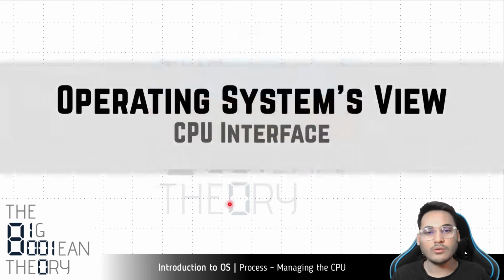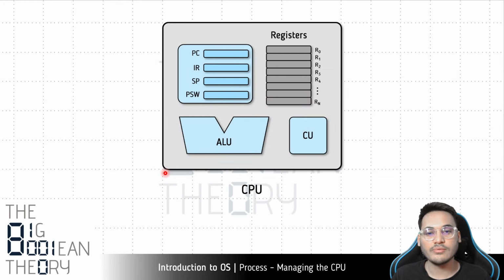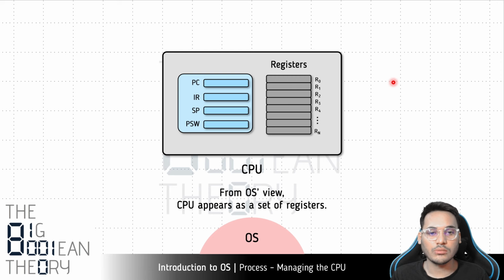Let us look at what the CPU interface looks like from the perspective of the operating system. This is the CPU. We have studied this in the first topic. There are two major components. The first is the storage part, that is the registers, and then there is the execution circuit, which has different units, for example the ALU or the control unit. This is how the basic version of the CPU looks. Now from the operating system's perspective, this execution circuit is not visible. What is visible is only these registers. This is how the operating system views the CPU.